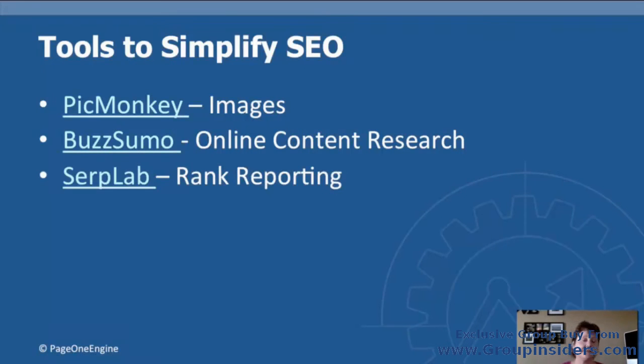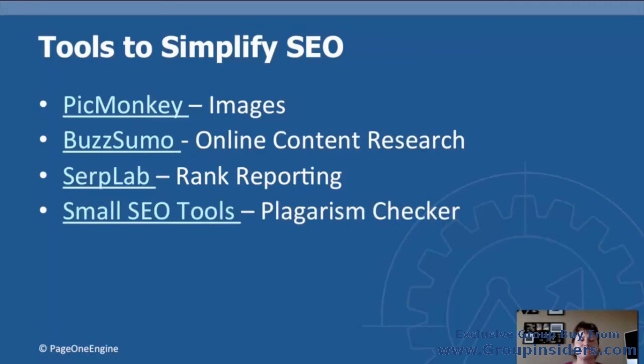SERP Lab is what I use for my rank reporting. Right now it only does organic, it does not do local. They are working on getting local. It's very inexpensive and very rich. It's not fancy, but it's very inexpensive. What the other guys will charge you hundreds of dollars for a year or sometimes a month, you're going to pay $5 to $10 a month for SERP Lab, and it's a really, really good tool.